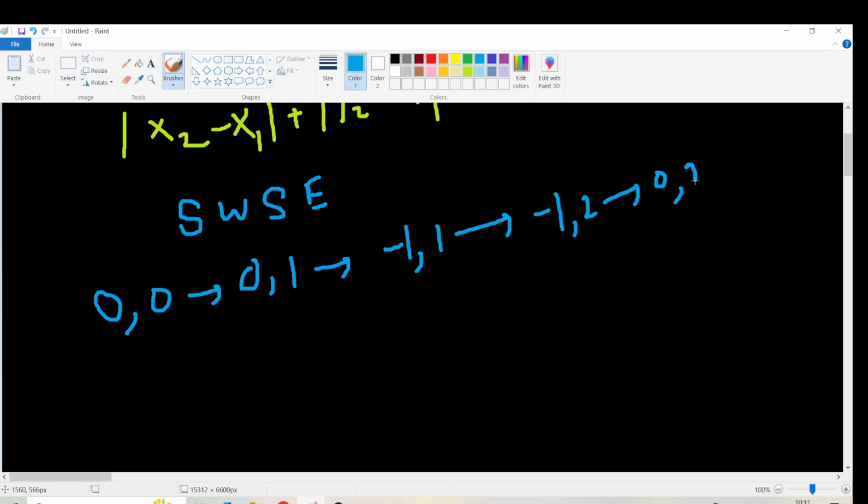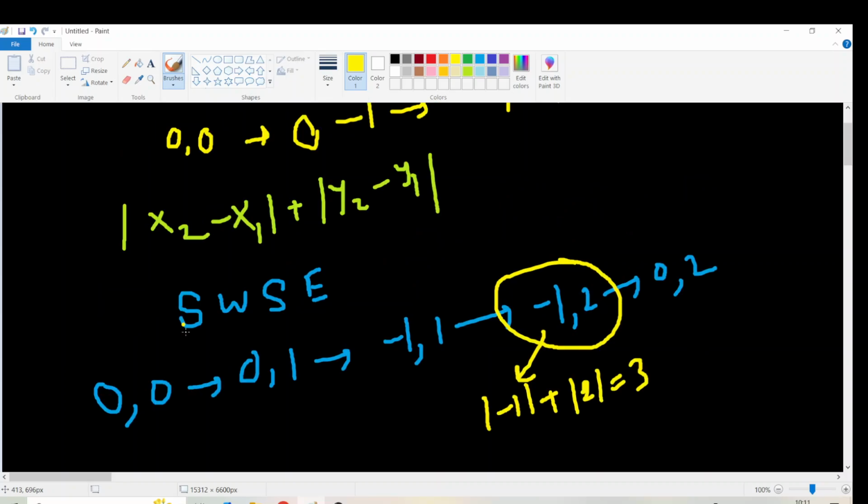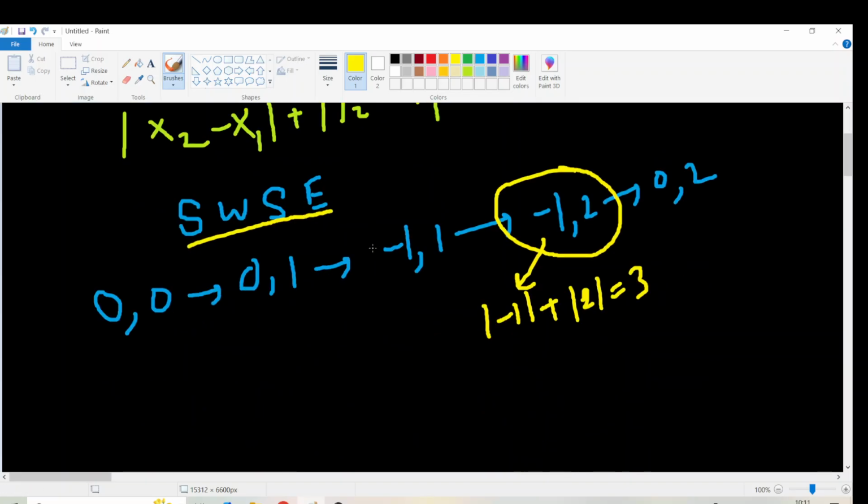So at any point our maximum Manhattan distance will be at this point, which will be modulo of minus 1 plus modulo of 2. So our maximum Manhattan distance will be 3. So this is one transformation we can do, or we can change this NWSE to NWNE also. That will also be a candidate for maximum Manhattan distance.